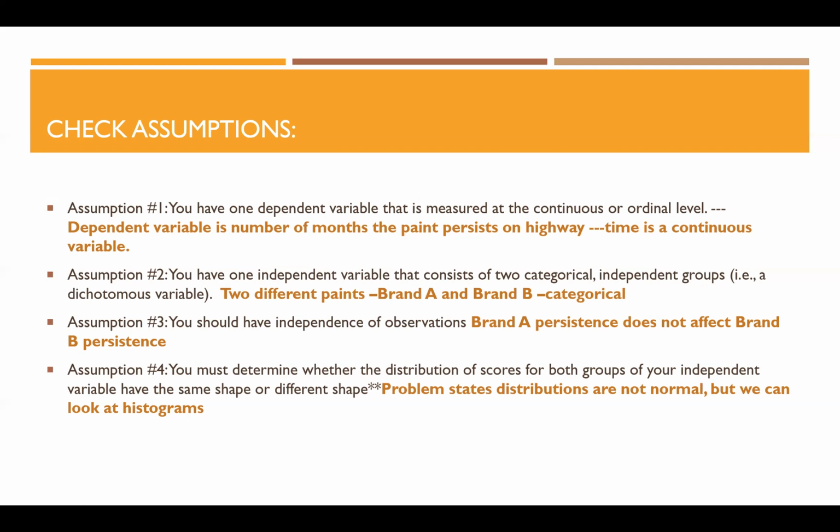Okay, then you have to determine, here's the rest of the sentence. You must determine the distribution for both groups of your independent variable, whether they have the same shape or different shapes. And in this problem, they tell us that the distributions are not normal. But if they didn't, we could actually look at the histograms. And I'll show you that in just a minute.